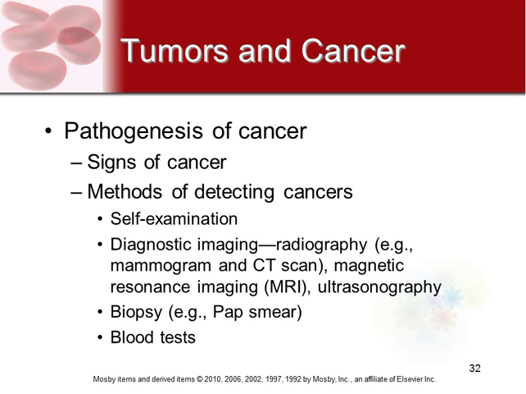So, the pathogenesis of cancer, some of the signs of cancer. Signs of cancer really vary a lot depending on what type of cancer it is. So that's a very, very broad term to try and clear. But there are a lot of methods of detecting cancer. Some of that is self-examination.